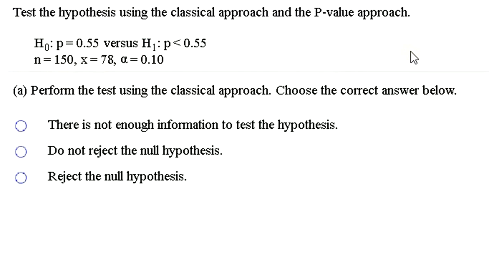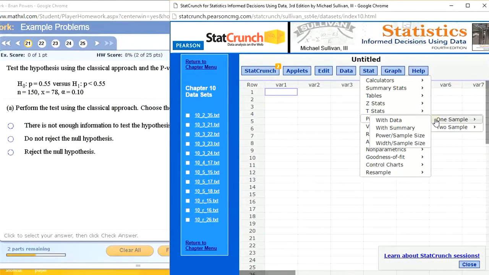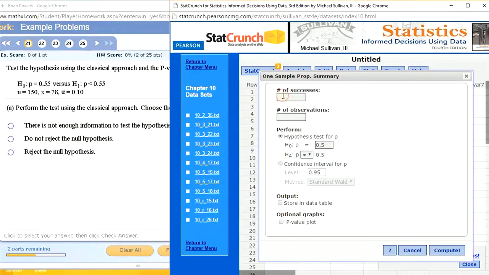Using the classical and p-value approach. Okay. So going back to StatCrunch, open up proportion stats, one sample with summary. I'm going to set my number of successes to be, let's see, we have 78 out of this sample of 150. We have our null hypothesis 0.55, the alternative less than 0.55, and now I'm going to click compute.